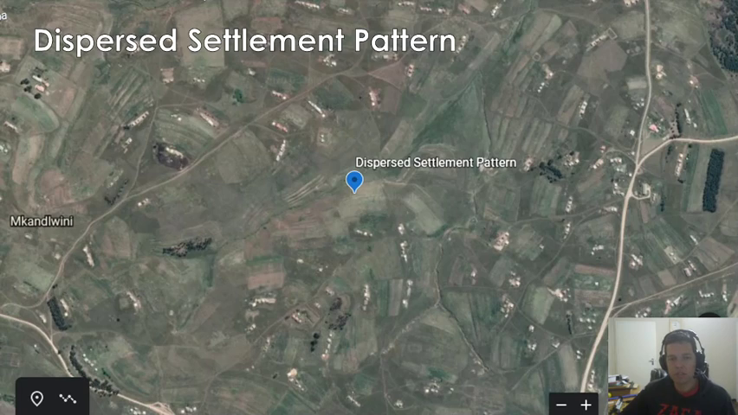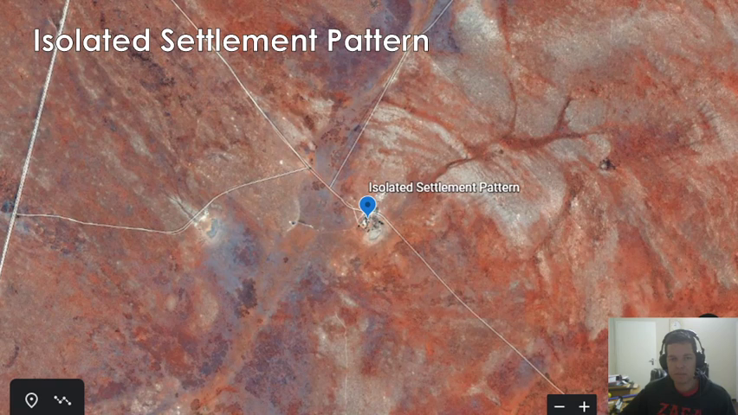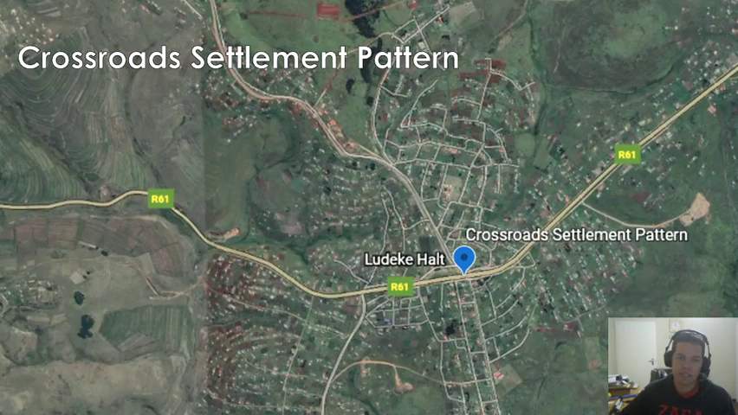Okay, and then the next example would be an isolated settlement pattern. This is from the Northern Cape, where you've got a single settlement located very, very far from anything else. There are no nearby settlements, and that is when you've just got a solitary settlement or settlements that are very far from one another. Those would be classified as isolated settlements.